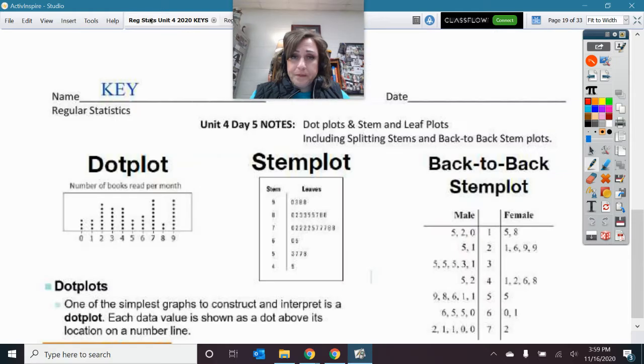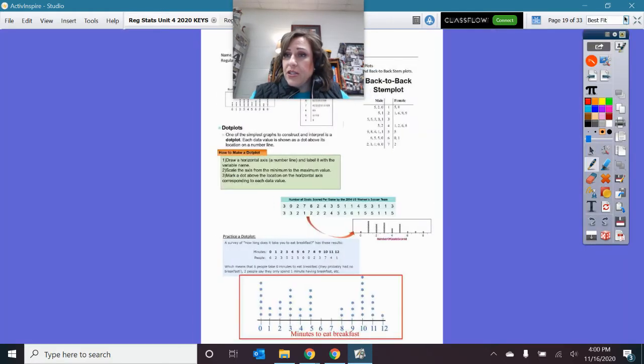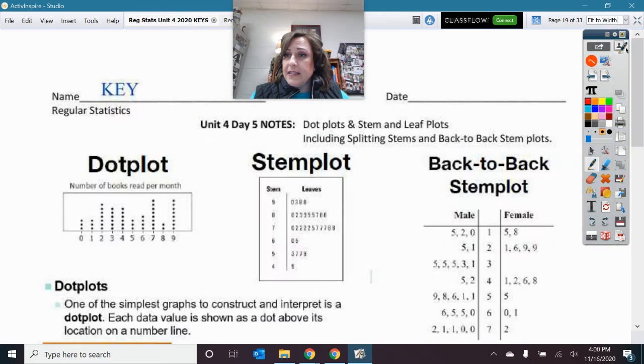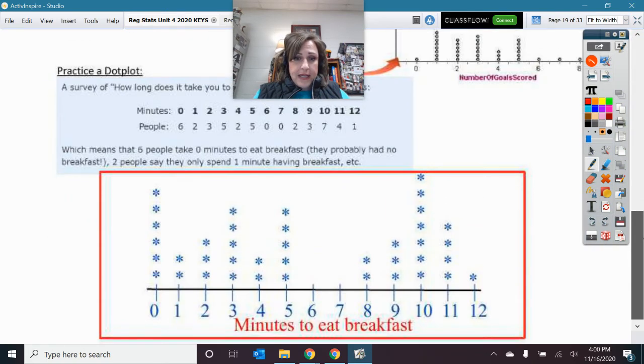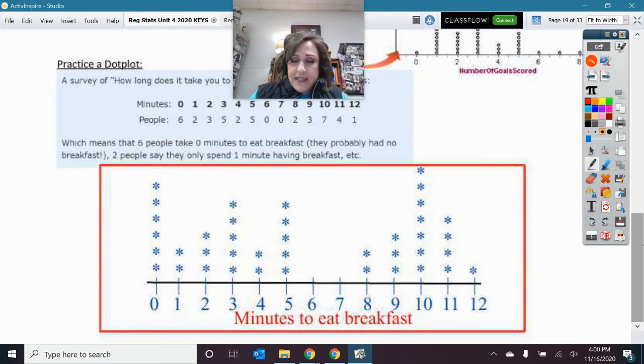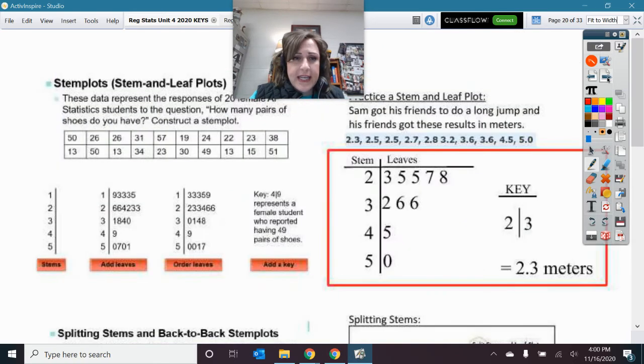All right, when you are done, then you've got something that looks like this. There we go. Minutes to eat breakfast, and there are your things. Now, this is interesting. We kind of have like 2 sets of data, the people that eat fast and the people that eat slower. And so we'll talk about that later in our next unit. Okay, that is dot plots. Done with those. Next, stem and leaf plots.